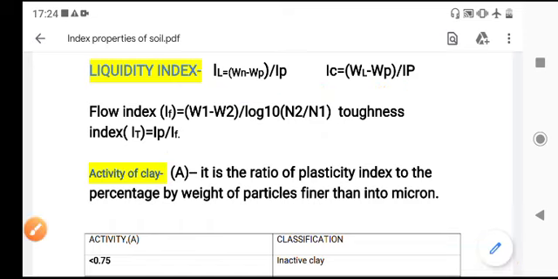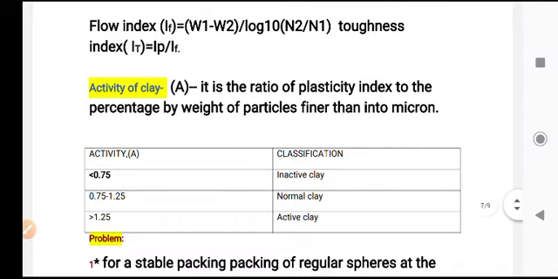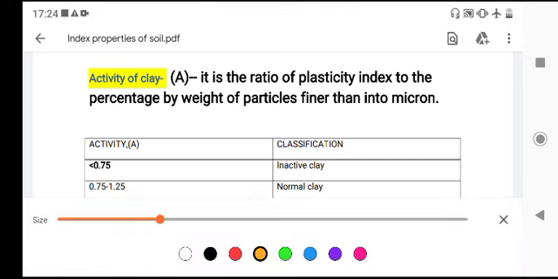This is the formula you should remember for solving the problem. Activity of clay is the ratio of plasticity index to the percentage by weight of particles finer than 2 micron.